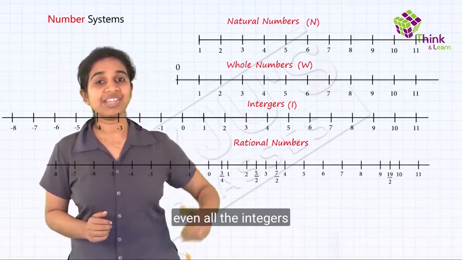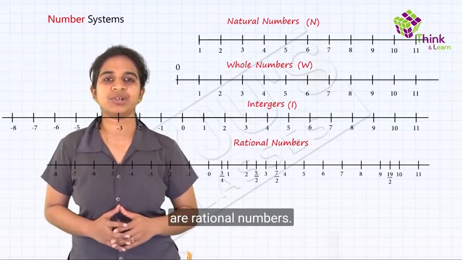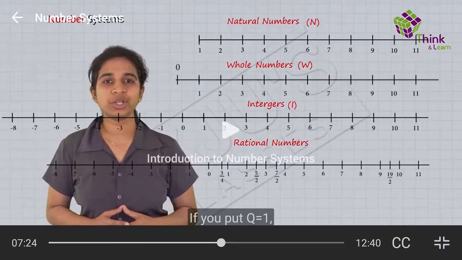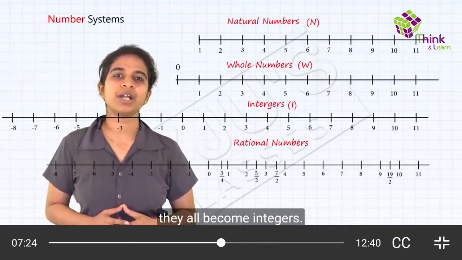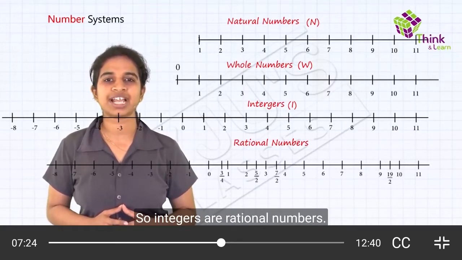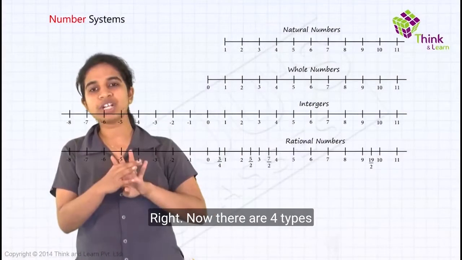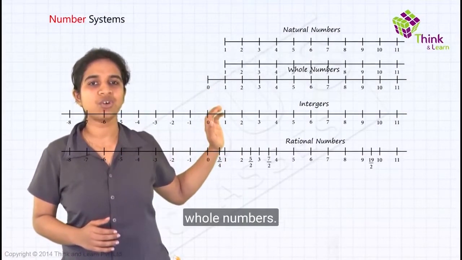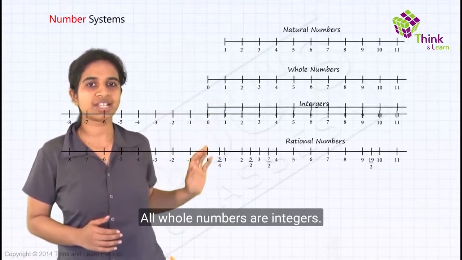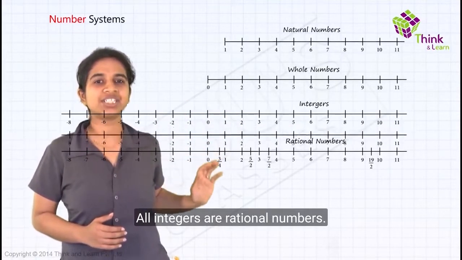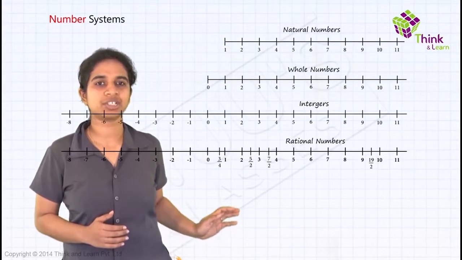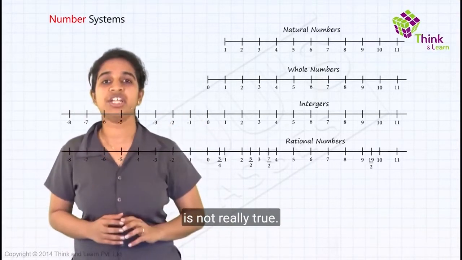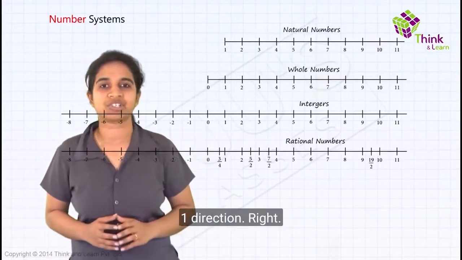And actually, even all the integers are rational numbers. Why? Because q can be 1. If you put q equal to 1, they all become integers. So integers are rational numbers. Now there are 4 types of numbers that we saw. As you can see here, all natural numbers are whole numbers. All whole numbers are integers. All integers are rational numbers, correct? The converse, however, the reverse of this, is not really true. You can move only in one direction.